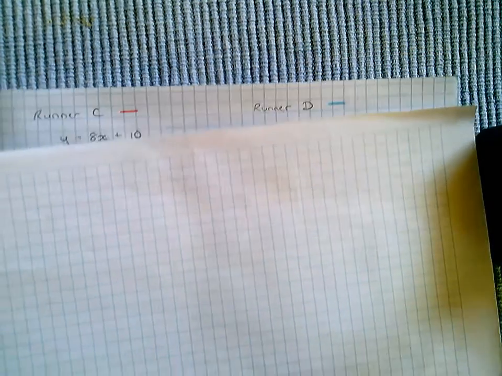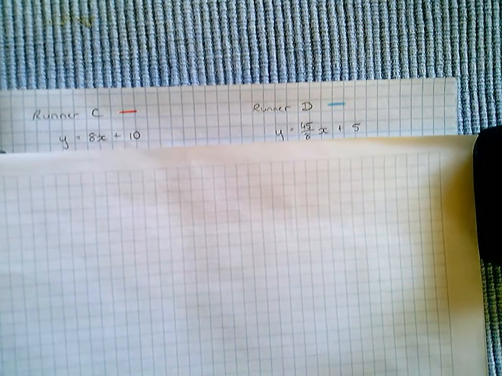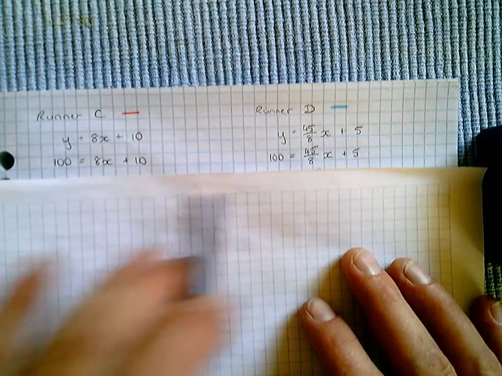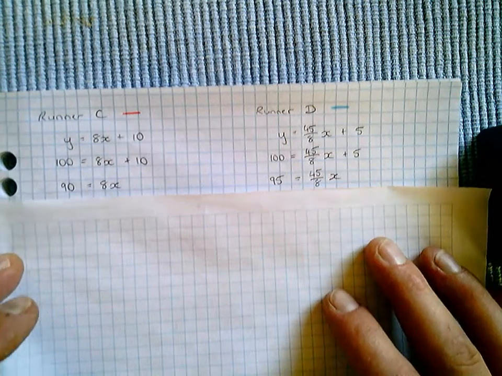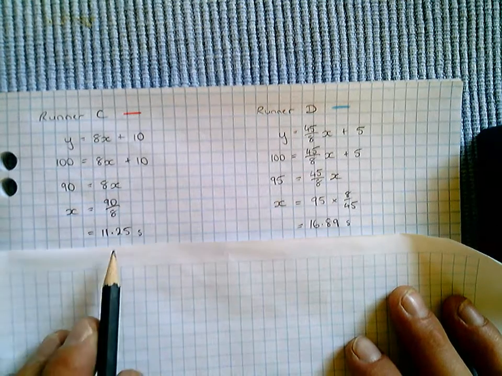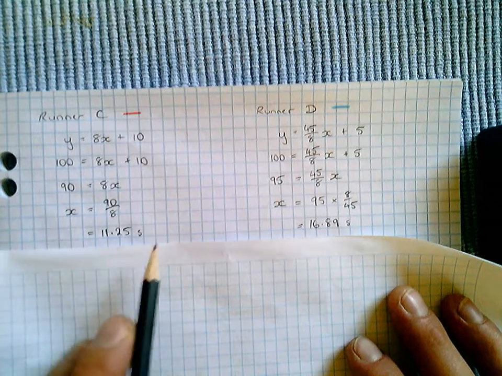And let's just go runner C and D at the same time. So I rewrote their formulas, or the functions that modelled their particular legs in the race, substituted y of 100 into both functions, and then started solving for x for both functions. And once again, looking at these two, I can see that runner C beat runner D.